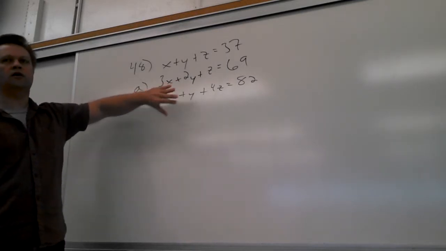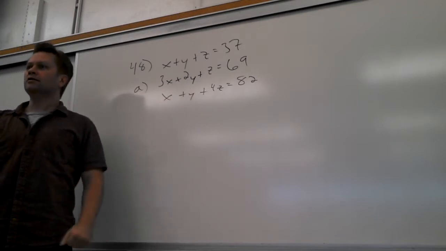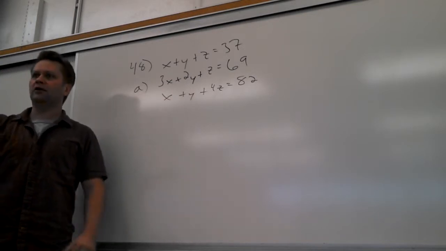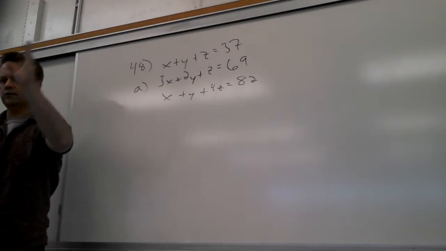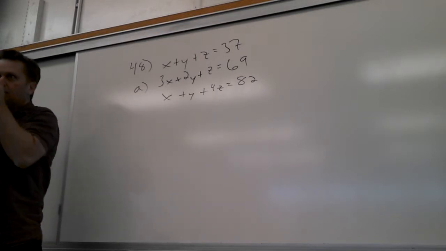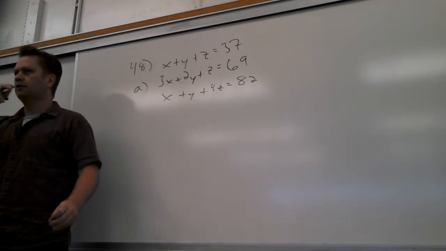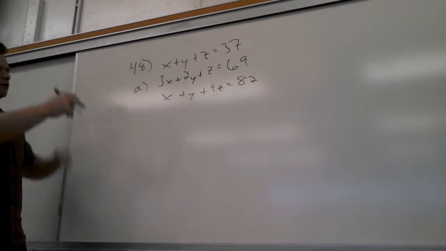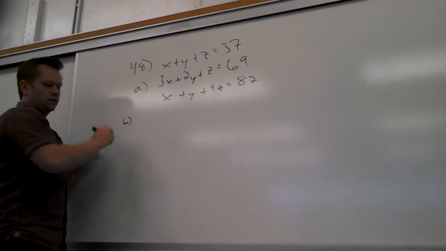If some letters are missing already, why is that good? Because I'm trying to make them go away. I'm trying to make my unknowns go away so I can get one unknown figured out, and then I can work backwards. This one's got everybody. So part B says solve this thing.